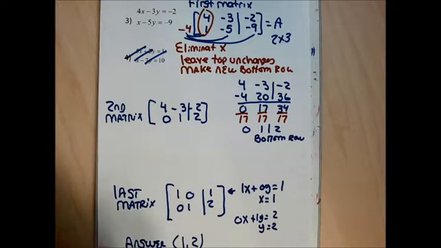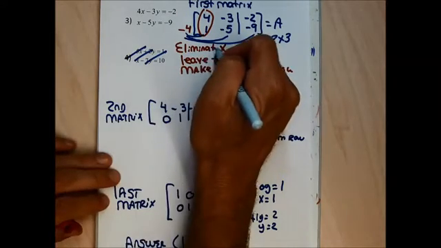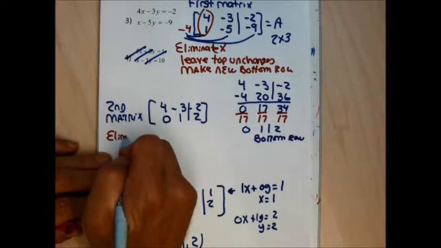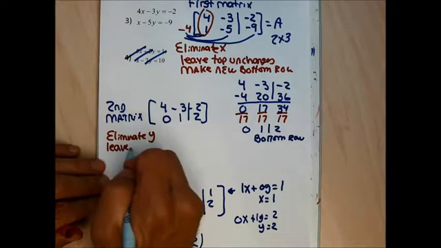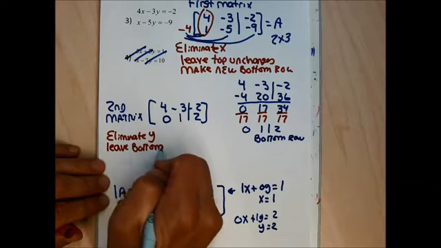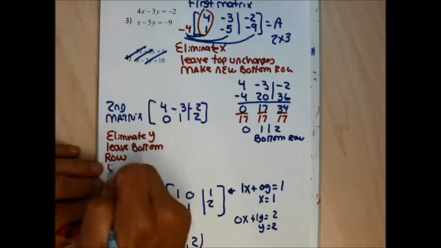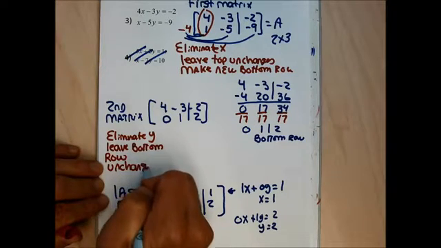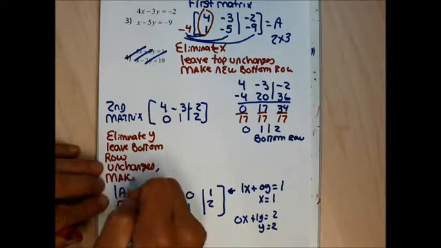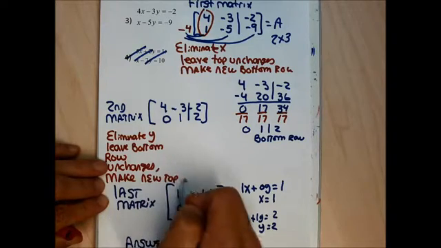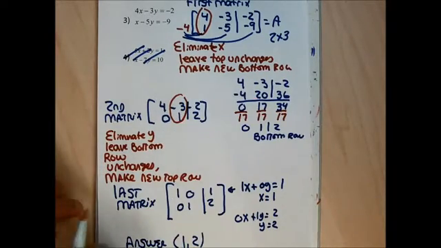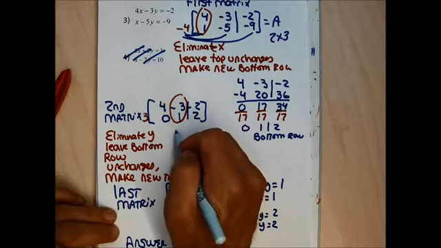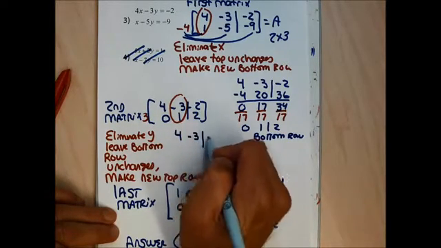For this step now, to get from the second matrix to the last matrix, I need to eliminate the y, and I'm going to leave the bottom row unchanged and make a new top row. So to eliminate the y's, I need the same numbers with opposite sign in front of the y's. I'm going to multiply the bottom equation by 3 to do that. I'm going to leave the top 4, negative 3, negative 2.